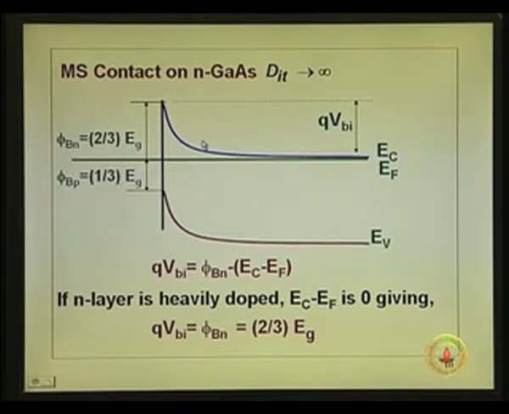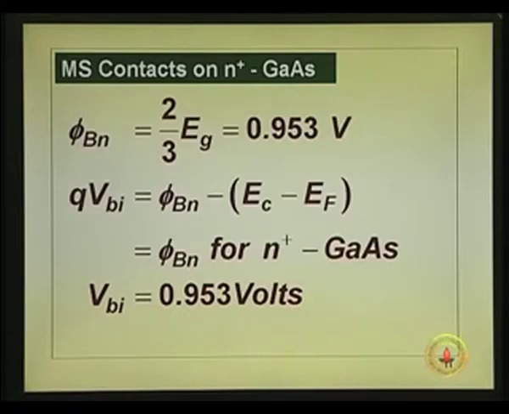Let us see. Once we see that this phi B n is 2/3 of E g, we know how much is that quantity, that is 0.953 electron volts for gallium arsenide. That means V B I is actually equal to 0.953 volts, the built-in potential. Q V B I is 0.953 electron volts. So, V B I is 0.953 volts. Okay.